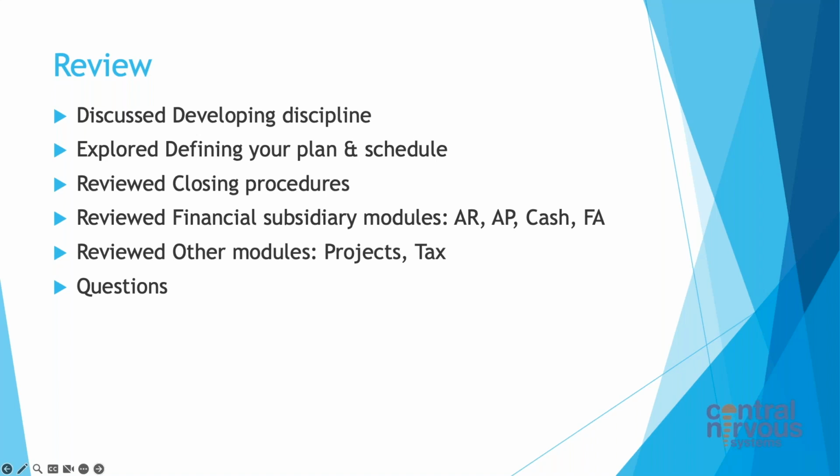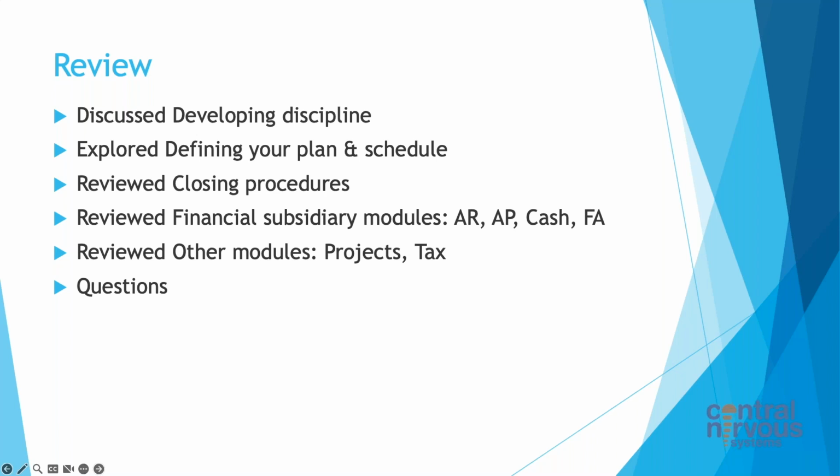So we talked about developing that discipline in conjunction with what management needs and what their expectations and requirements are. Once we have that, then we take that and define our plan and put in a schedule. We look at things that are the most material, the accounts that we're using, and build our schedule around that piece. Then we reviewed closing procedures and talked about each module and closing those periods in those modules.